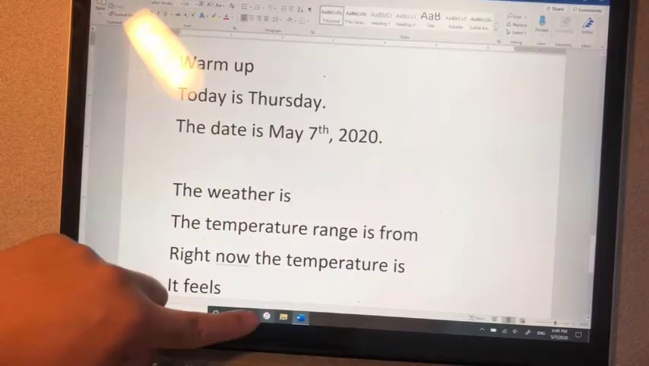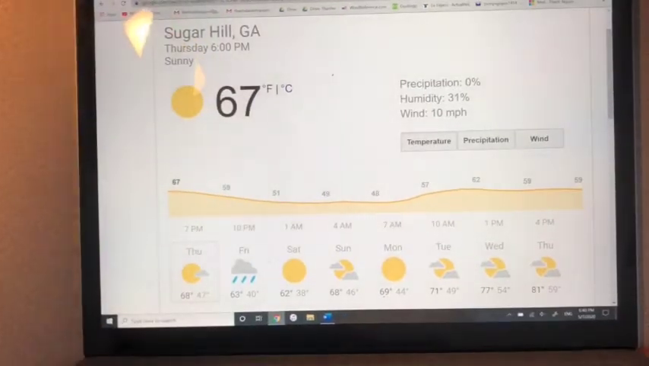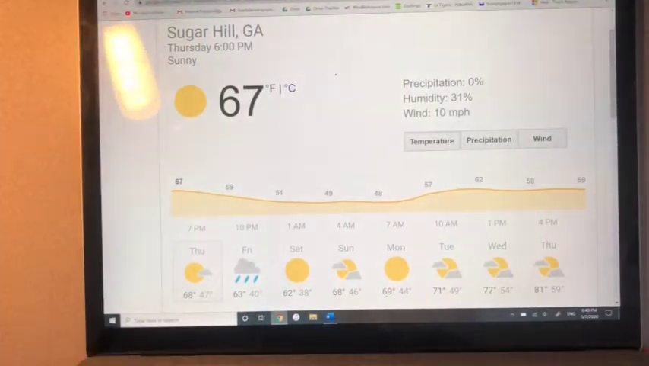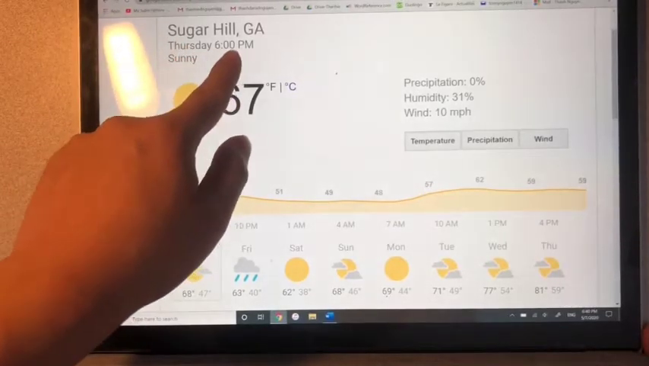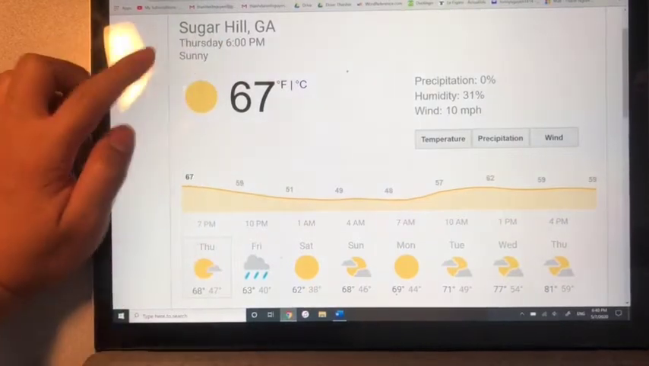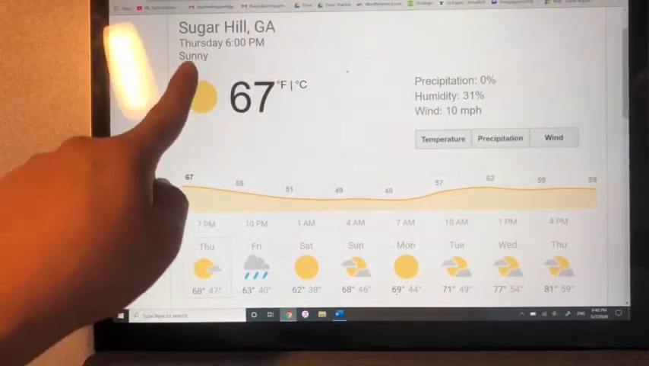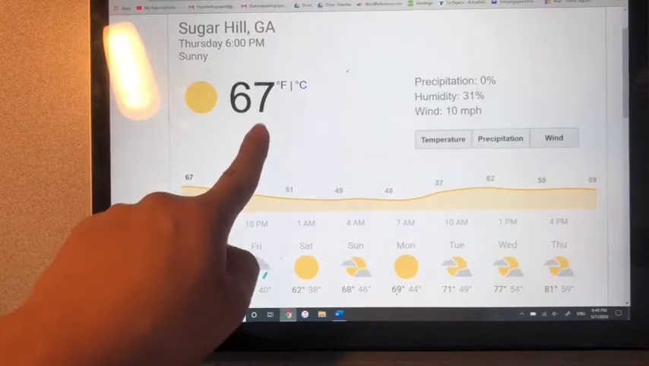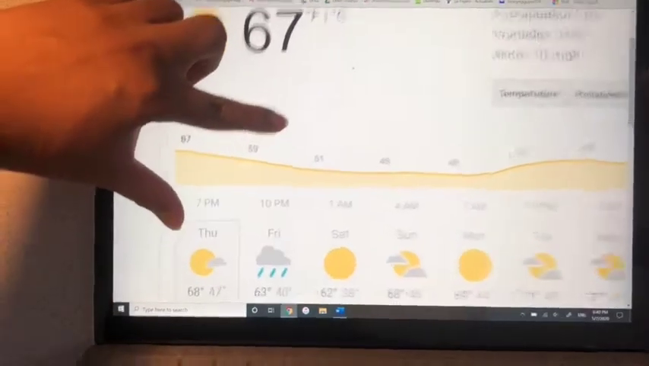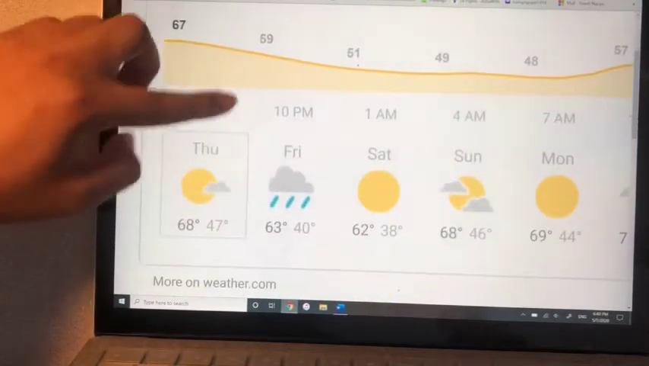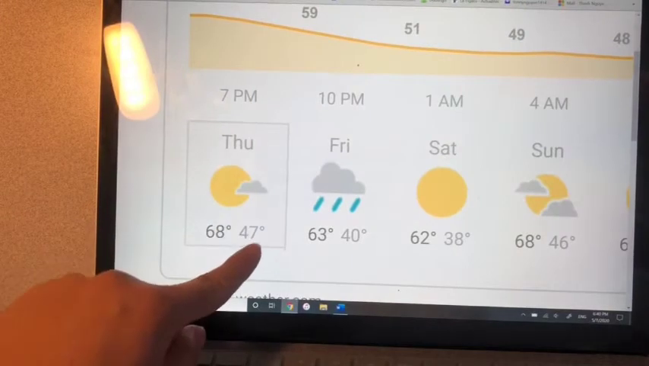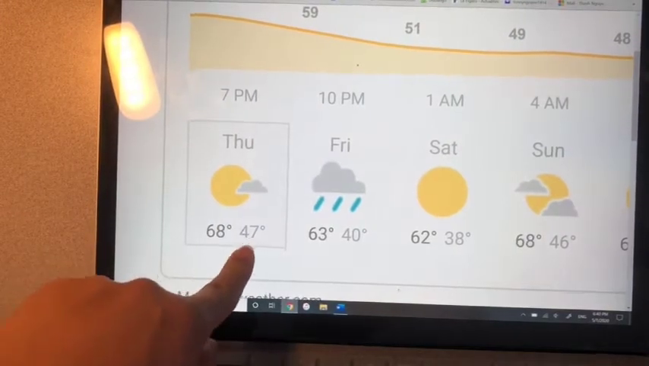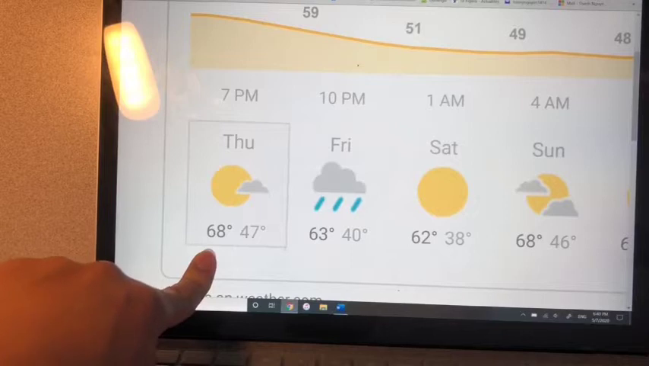Now let's look at the weather. So this is the weather for today. Today is Thursday, it is 6 p.m. So it is 6 in the evening. Right now, the weather is sunny and the temperature is 67 degrees. Let's look at the temperature range. You can find the temperature range at the bottom with the weekly forecast, the daily forecast. So, the low temperature for today is 47 degrees, and the high temperature for today is 68 degrees.